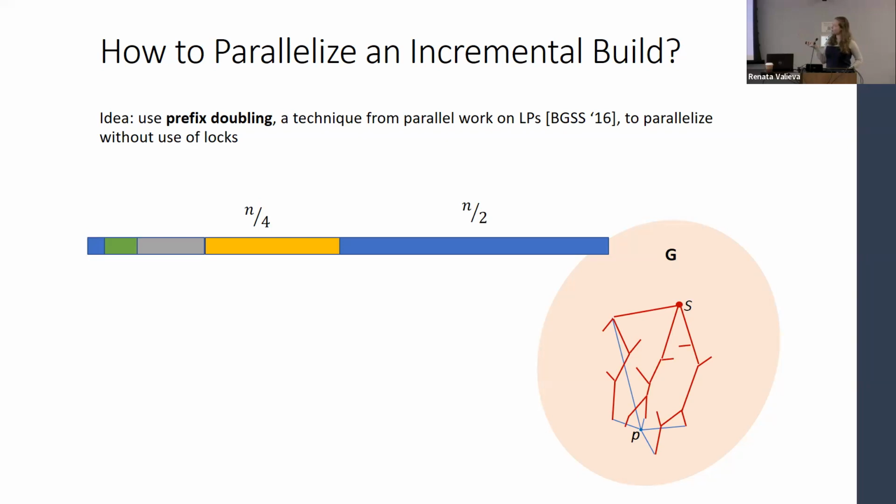It's a technique from parallel work on incremental algorithms like linear programs to parallelize without the use of blocks. So this is another area where the theory of parallel incremental algorithms is informing our practice here. These aren't algorithms with bounds that we know about, but basically the same technique works. The idea of prefix doubling is to do the inserts in batches of doubling size. So you first insert 1 vertex, then 2, then 8, and so on until you insert a final batch of n/2 vertices.